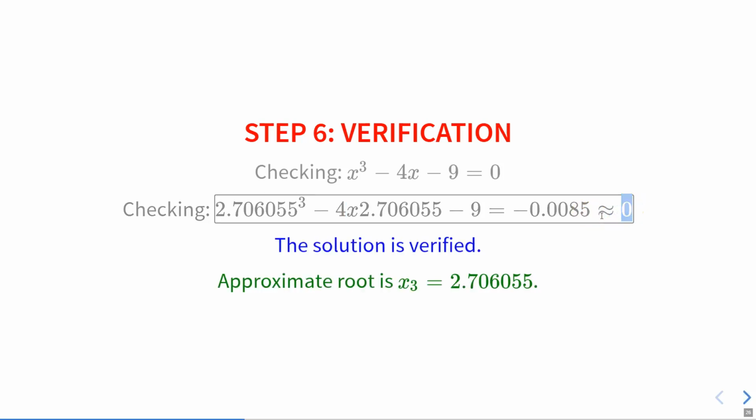So the solution is verified, and the approximate root is x = 2.706055. So that is about the bisection method. Thank you.